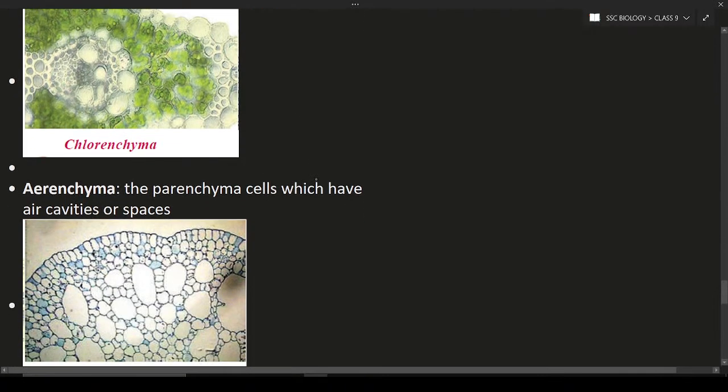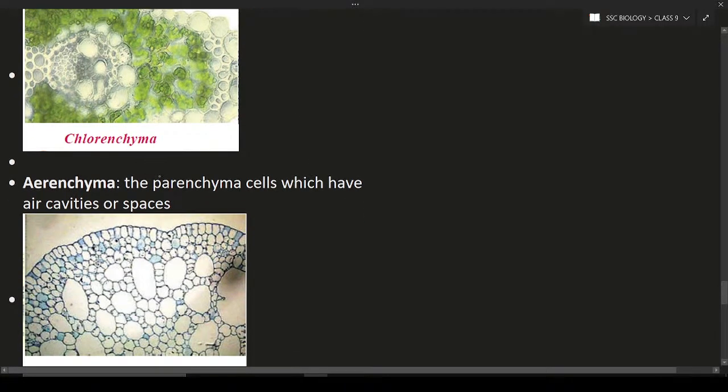So look at the word. The word itself is saying about what it is going to store. So chlorenchyma means it is going to store the chlorophyll, and aerenchyma means it is going to store the air. Okay, aerenchyma means air. So it is a type of parenchyma cells which have the air cavities or spaces. It means it is going to store the air. So that is known as aerenchyma.